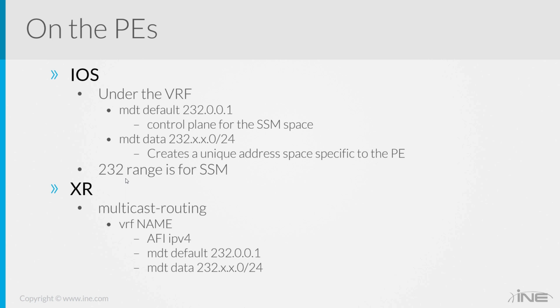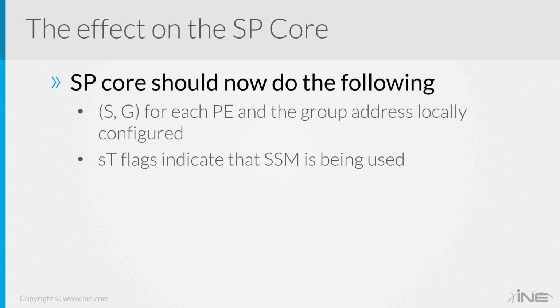Now, one thing to note is this does not require us on the customer side to configure IGMP version 3. What this does require us to do, though, is make sure that when we're rolling this out, we're not going to be modifying the customer at all. This is all provider core optimization. What this is going to do on the core is, the SP core should now do the following. There should be an S,G entry for each PE and the group address locally configured, and you'll see a lowercase s and a capital T flag indicating that SSM is being used. So we're going to go ahead and get this rolled out.